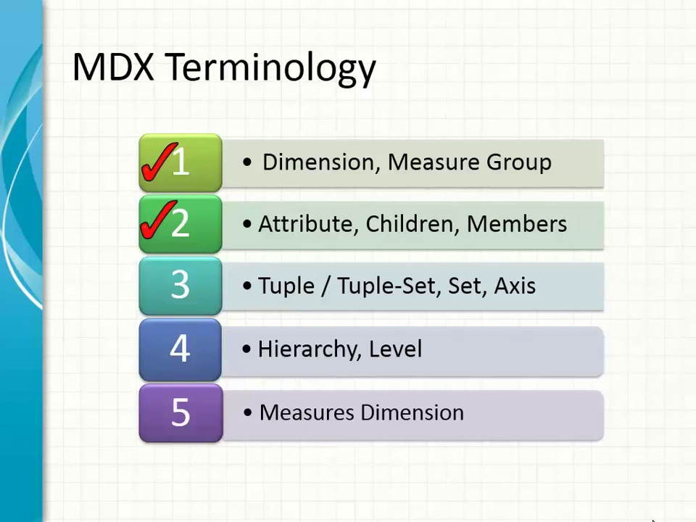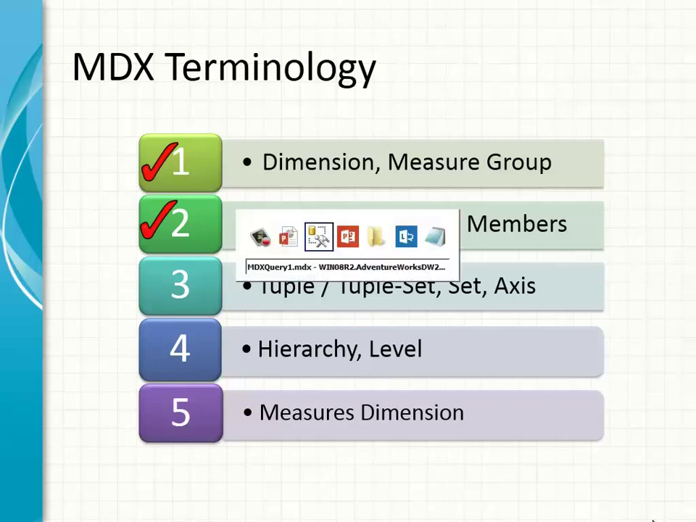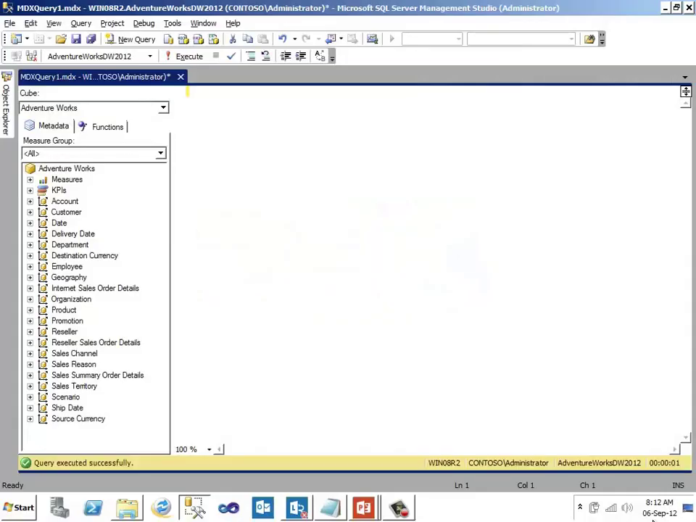So after taking a look at what is attribute, children and members, we'll talk about what is a tuple, what is a tuple set, what is a set and what is axis. In a SQL statement, we put columns from one or more tables into a statement. Similarly, in an MDX query, we put together one or more attributes from one or more dimensions. That makes a tuple. Let me switch to SQL Management Studio and we see an example.